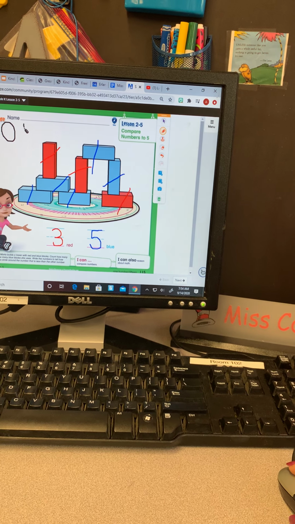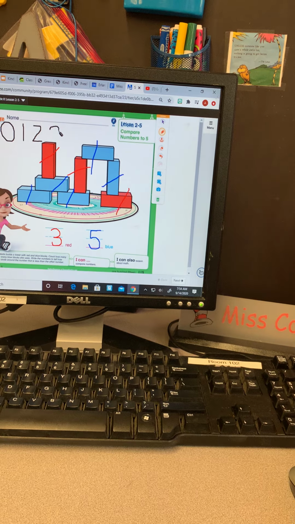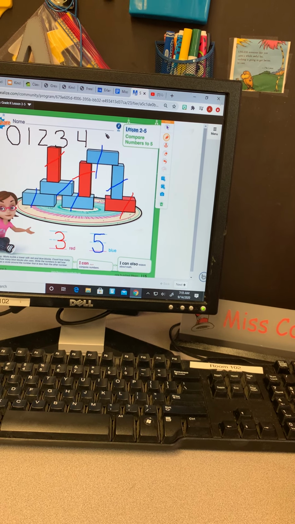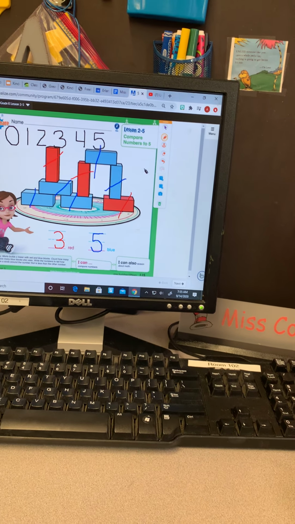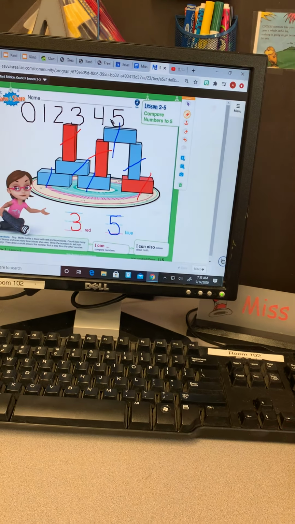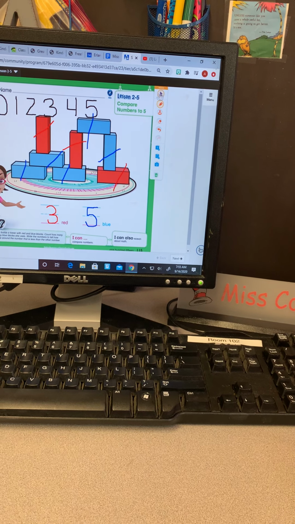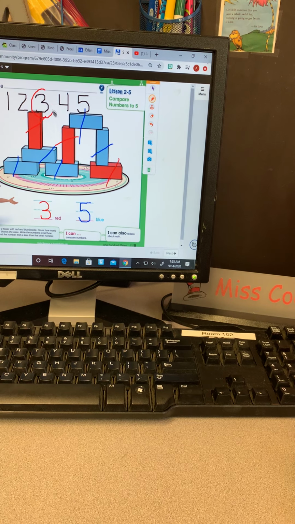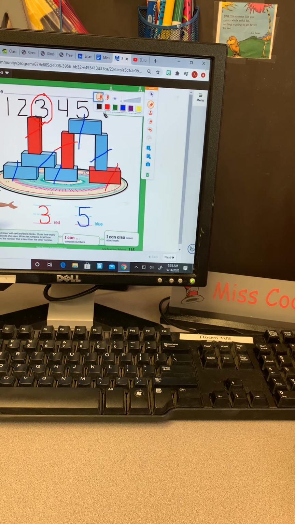So 0, 1, 2, 3, 4, 5. Now, if you are going to use a number line, you just want to write it somewhere on the top of your paper, at the bottom of your paper, somewhere where you can see it. So I'm going to look for these two numbers on my number line. I see the number 3, so I'm going to go ahead and circle that real quick. And then I also see the number 5, so I want to circle that too.